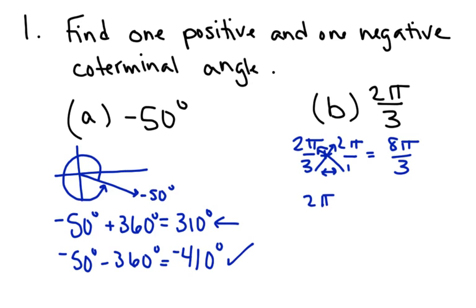And then the other one's going to be 2 pi over 3 minus 2 pi. And you can still do this little process, you just have to be careful about where you start. You always start down in the lower right-hand corner. So this one's going to be 2 pi minus 6 pi, which is negative 4 pi, over 3. And those are your coterminal angles.